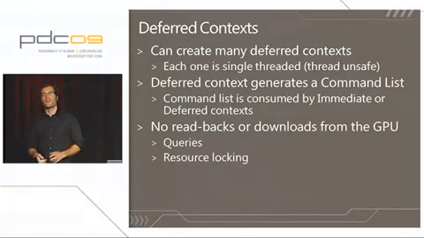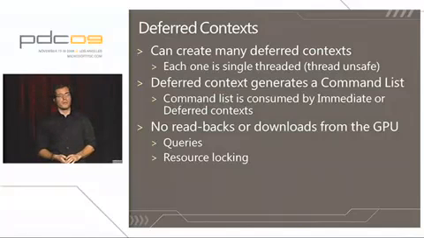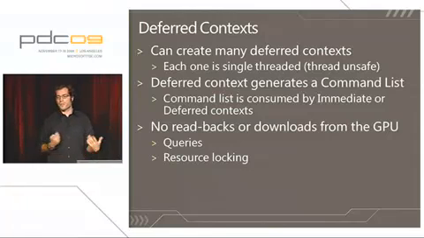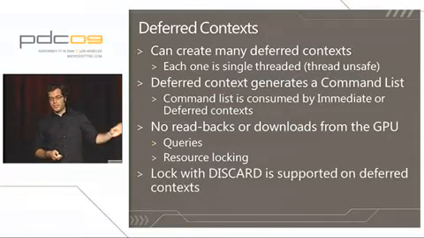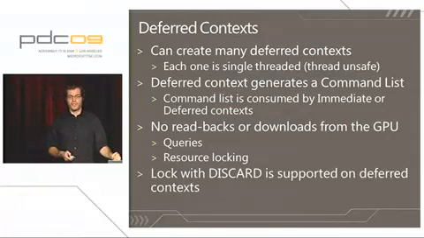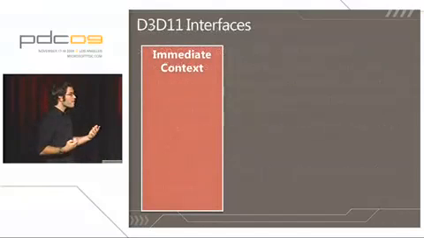A couple important things to note about these deferred contexts is because they're sort of deferred, you can't really do a lot of stuff to modify memory on the system. We pretty much have turned off the ability to do any kind of read back of data from the GPU or even a download from the GPU. And examples of this are queries and resource locking, because we're batching this up for later. So what do I mean by later? Important point to note is that we do provide the lock with discard case, because that's something that the GPU can defer to later.